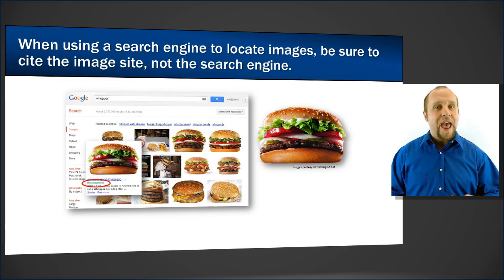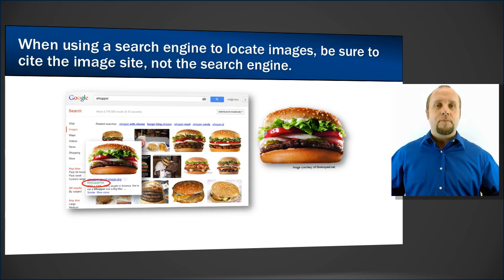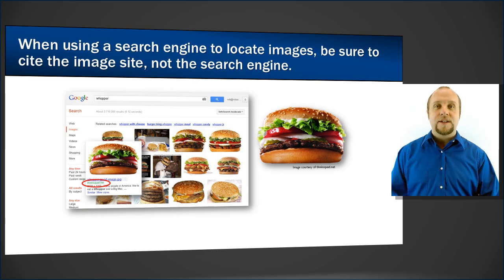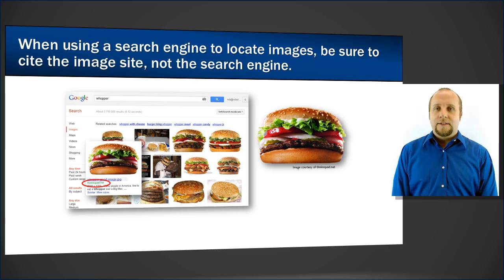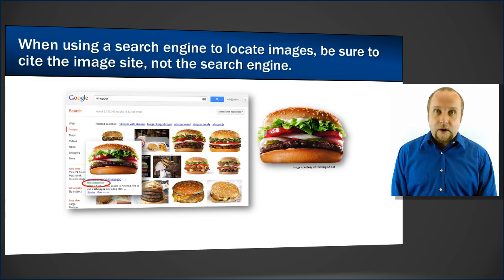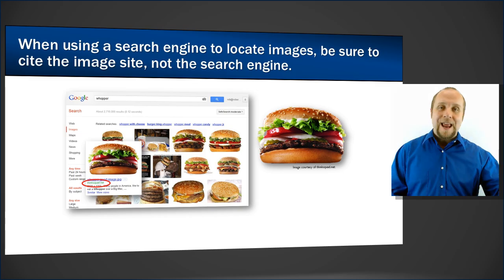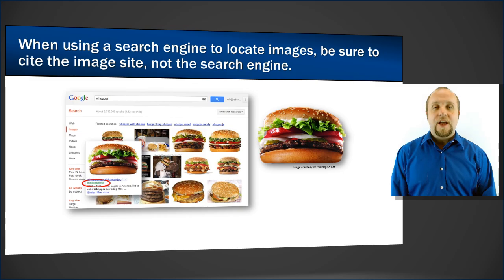It's never, ever, ever okay to say image courtesy of google.com or photo credit google.com. Why? Because Google doesn't produce any of the content that they index. All they are is a search engine. That would be like saying this information came from the library. That's not very helpful. You need to make sure when you use Google Image or any other image search engine that you're appropriately crediting the actual site that hosted the image, not simply the search engine.